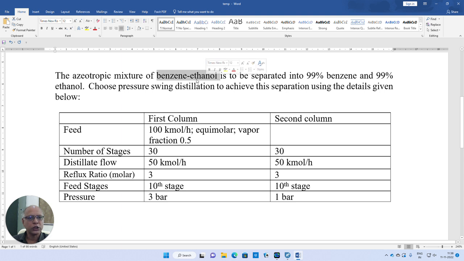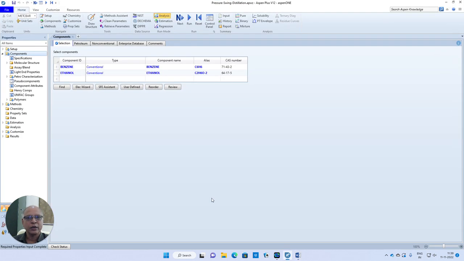The azeotropic composition is going to vary with respect to the pressure. When you have that kind of a system, it is possible to separate the mixture using pressure swing distillation. The basic data required for this problem is already provided in this table. So starting with 100 kilomoles per hour of equimolar mixture of benzene and ethanol, we want to separate that into relatively pure components of benzene and ethanol. So let us go ahead with simulating this problem in Aspen.